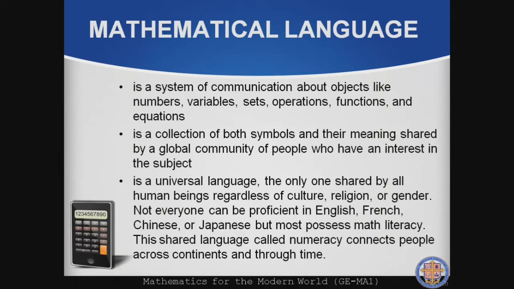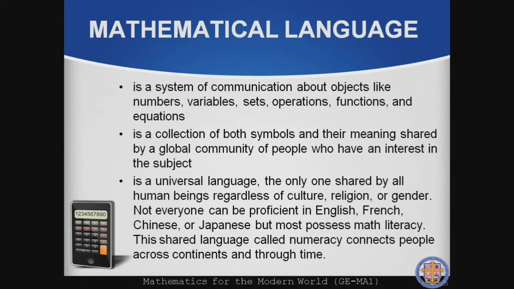or gender. Not everyone can be proficient in English, French, Chinese, or Japanese, but most possess math literacy. This shared language, called numeracy, connects people across continents and through time. So we use mathematics in our everyday lives. And when we transact in a bank or just simply riding in a jeepney, you will pay your fare to the jeepney driver, and the jeepney driver will give your change. So that is already communicating using mathematical language.